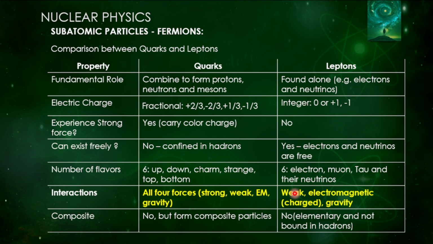As for leptons, they interact with the weak nuclear force, electromagnetic for the charged particles, and gravity, but the strong nuclear force has no effect on them, and we'll explain in the next slide the difference between strong and weak nuclear forces. Composite, no, but quarks form composite particles such as neutrons and protons. As for leptons, also no composite, they are elementary and not bound in hadrons.